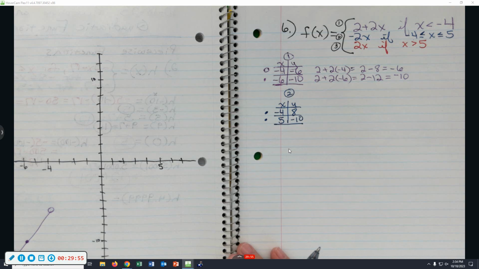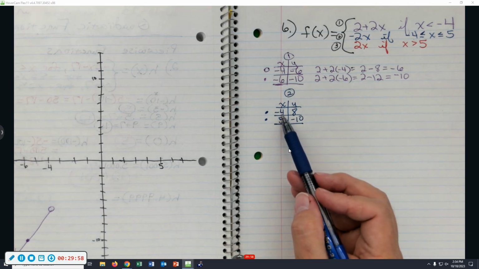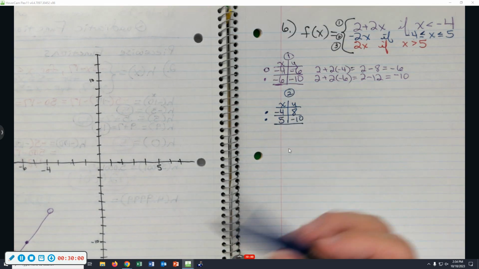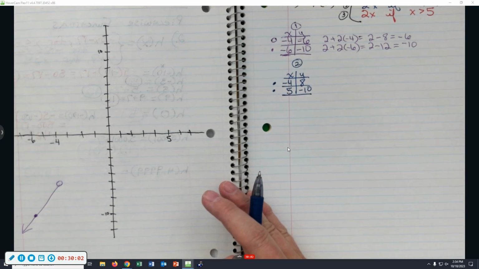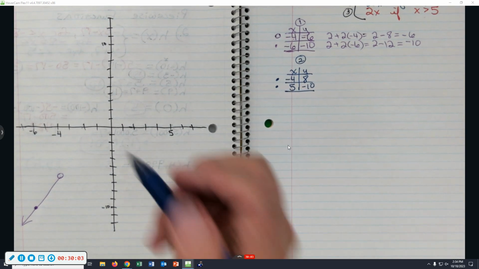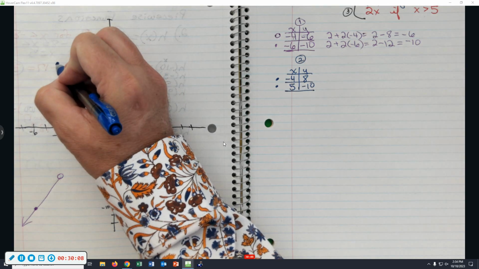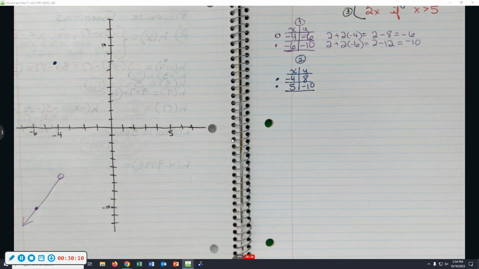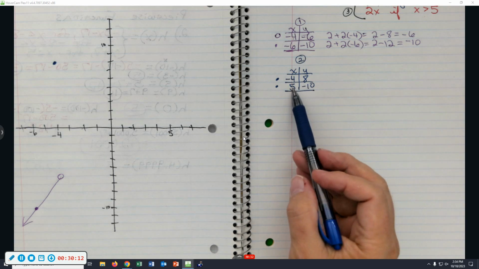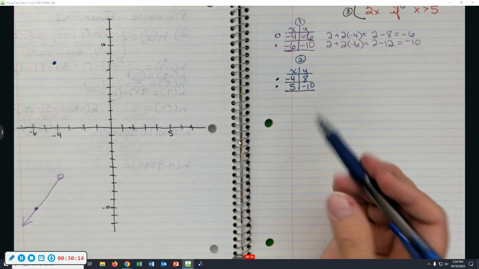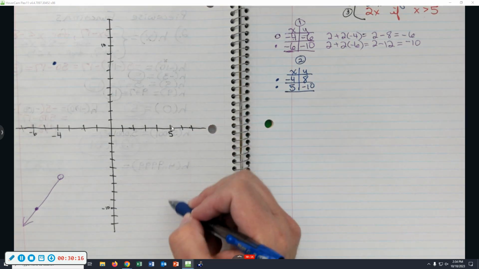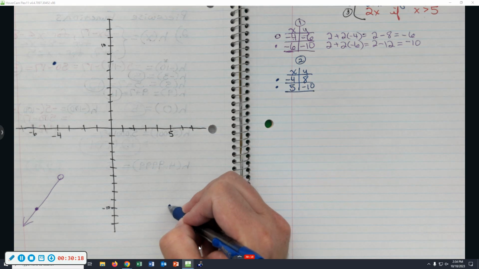So I go to my graph. I locate -4, +8. -4, I go up 8 units right there. And then I go right 5, down 10.